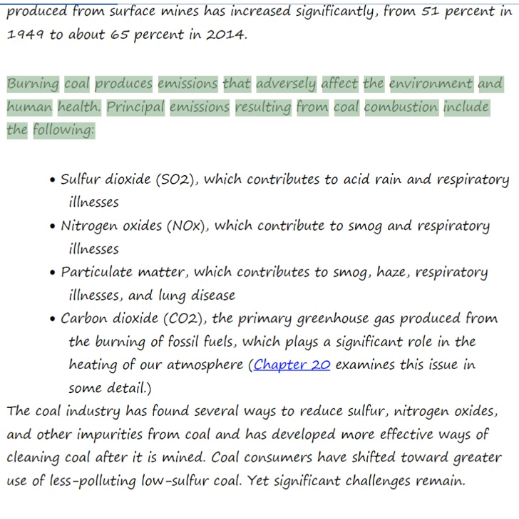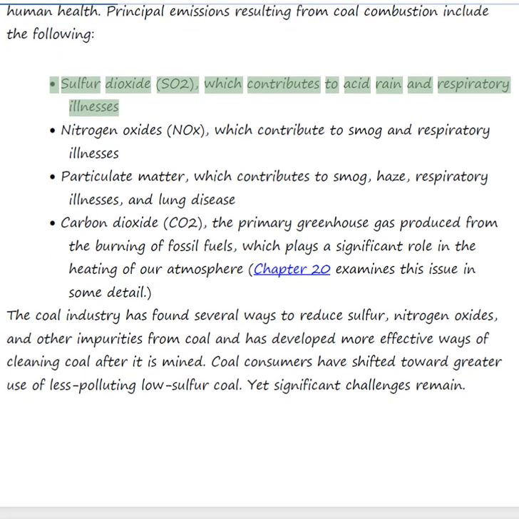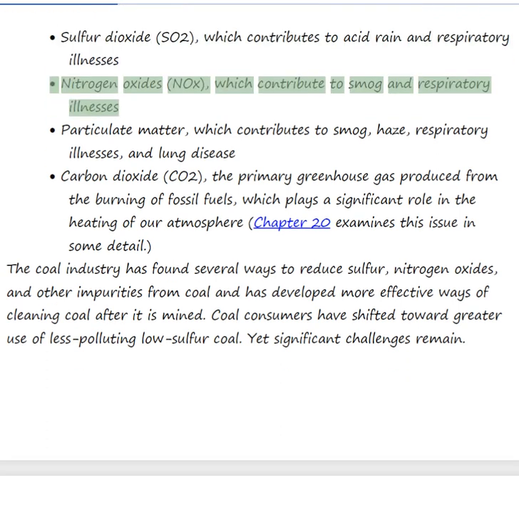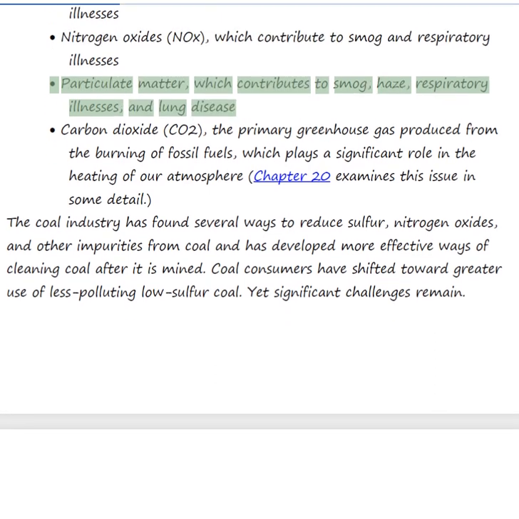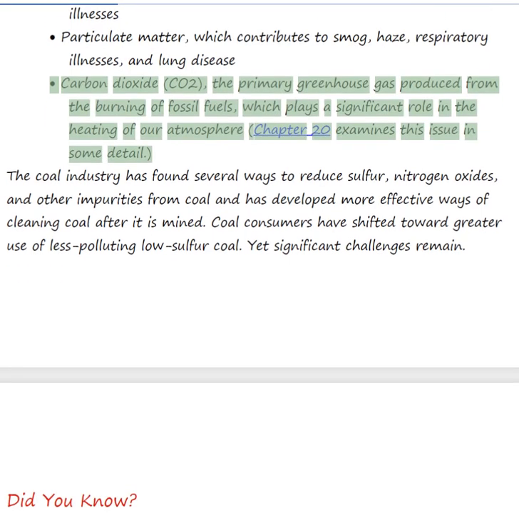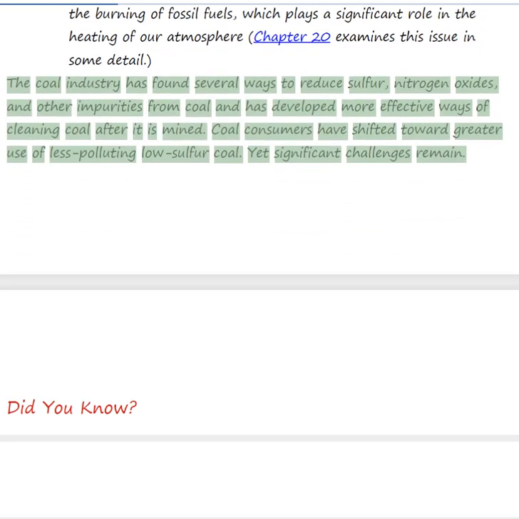Principal emissions resulting from coal combustion include the following: sulfur dioxide, which contributes to acid rain and respiratory illnesses. Nitrogen oxides, which contribute to smog and respiratory illnesses. Particulate matter, which contributes to smog, haze, respiratory illnesses, and lung disease. Carbon dioxide, the primary greenhouse gas produced from the burning of fossil fuels, which plays a significant role in the heating of our atmosphere.